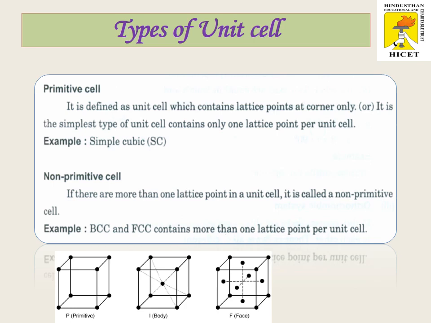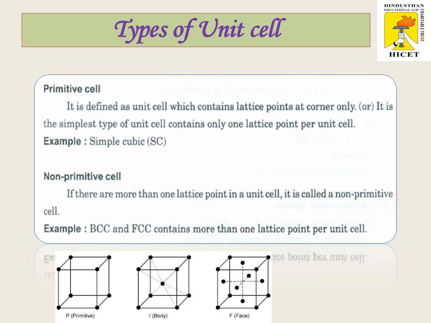Non-primitive cell means if there is more than one lattice point in a unit cell, it is called a non-primitive cell. Examples, BCC and FCC. BCC means body-centered cubic system. FCC means face-centered cubic system.